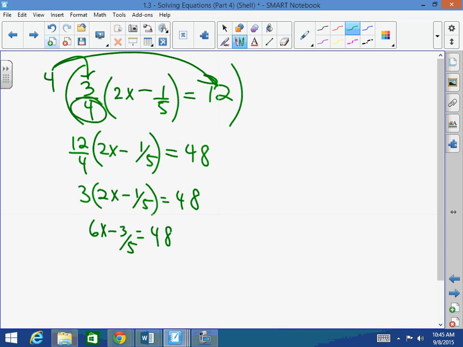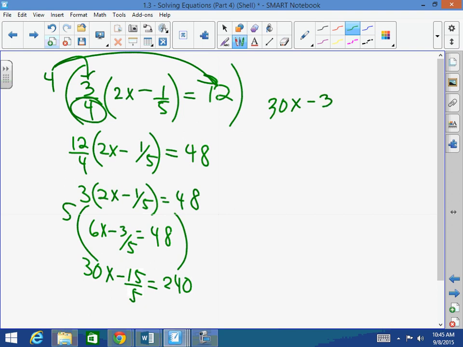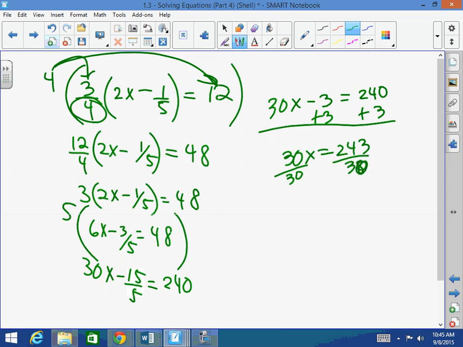Do you want to work with a fraction? Now I multiply everything by 5. I got 30x minus 15/5 equals 240. Now I've got 30x minus 3 equals 240. I told you it was going to be ugly. Add 3. 30x equals 243 divided by 30. And then that goes in 8 times with 3 left over. So that would be 8 1/10.